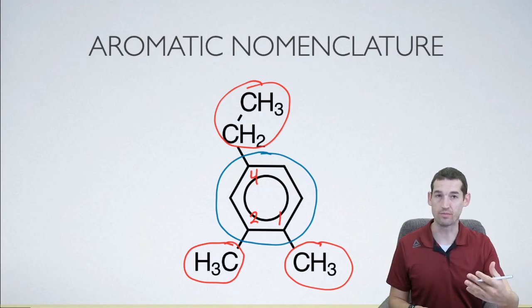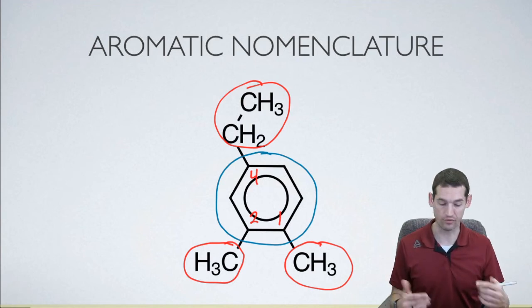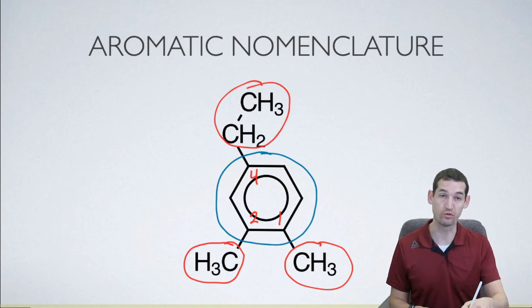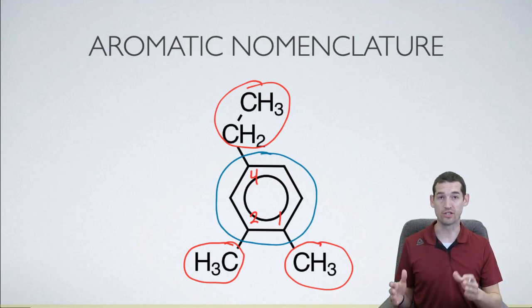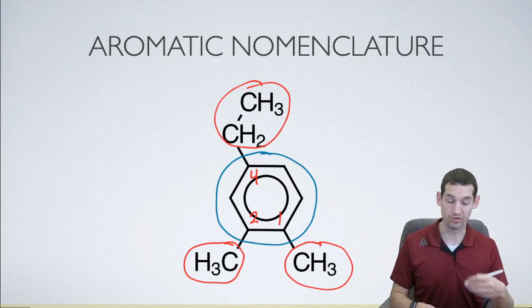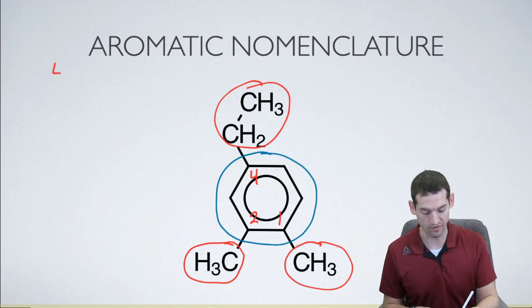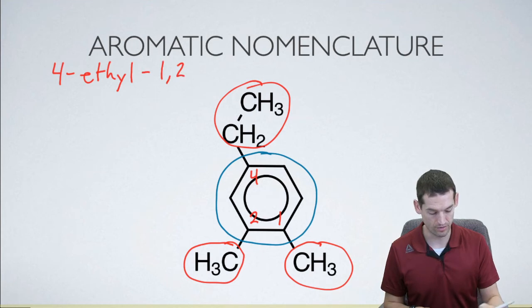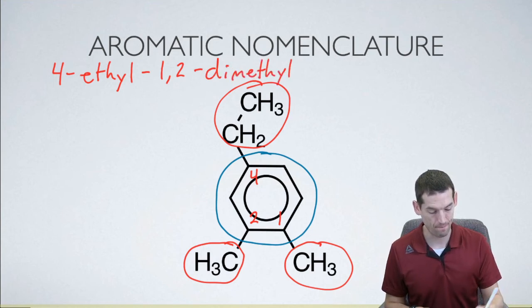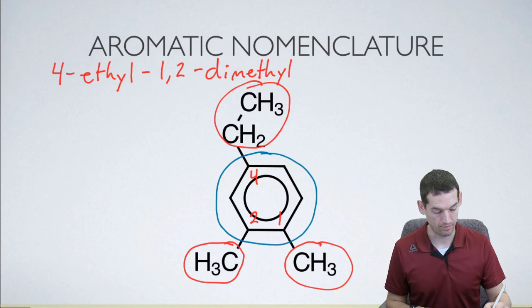If you defaulted back to what we've been doing and you did alphabetical first, you would have put the ethyl first, and your branches would be numbered 1, 3, 4 instead of 1, 2, 4. So 1, 2, 4 is a smaller set of numbers, so it's the way the parent should be numbered. Now ethyl still comes first in the name, so this is a 4-ethyl and a 1, 2-dimethyl benzene.